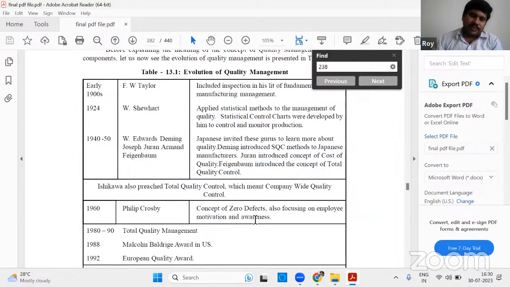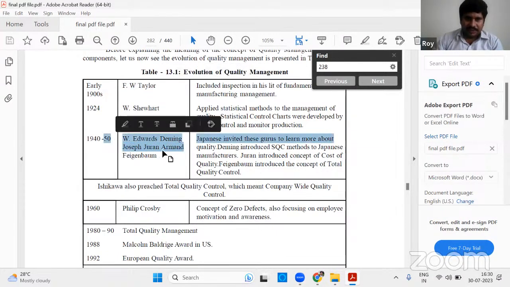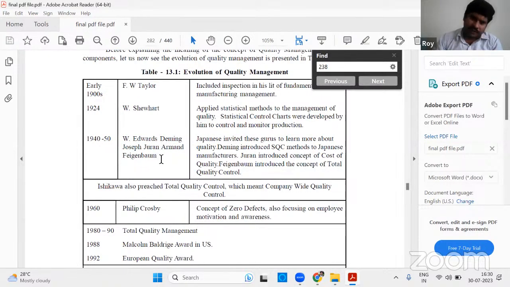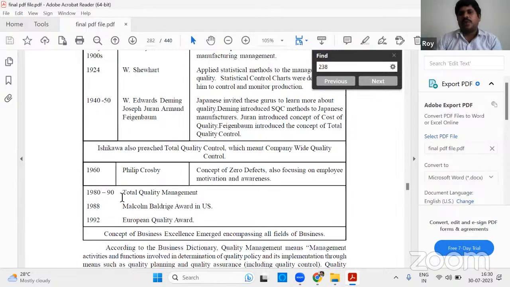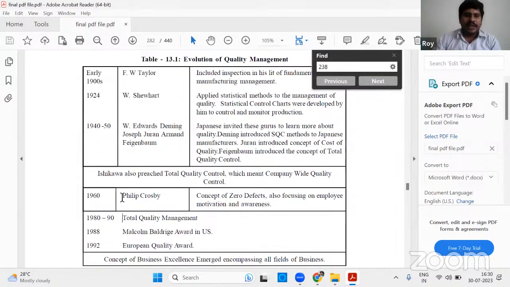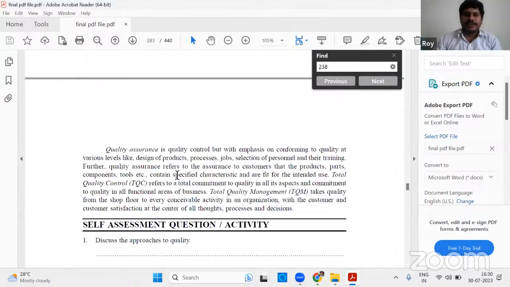This is a beautiful concept, and in quality we need to remember these names: F.W. Taylor and W.E. Deming, and of course Joseph Juran and Armand Feigenbaum. They also introduced a few concepts, but Deming really contributed a lot in the 1940s. In the 1960s Philip Crosby introduced zero defects, and the term TQM, total quality management, was introduced in the 1980s. It's an old concept that you need to understand.